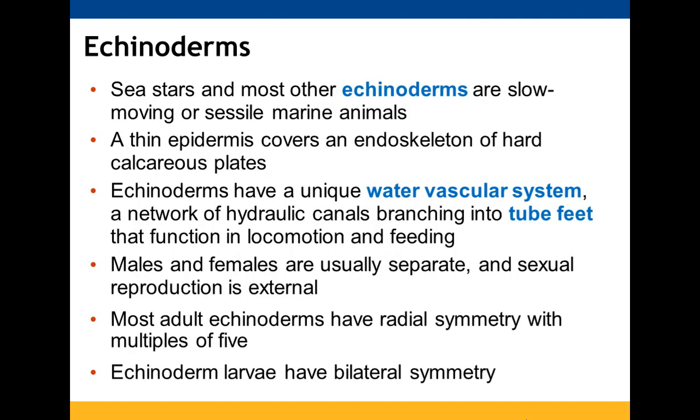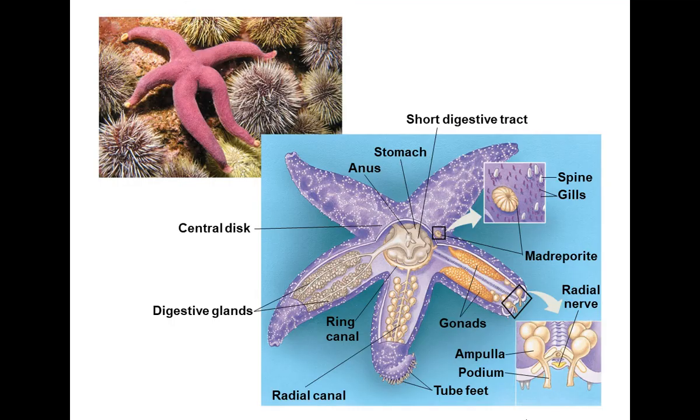Sea stars and other echinoderms are slow-moving or sessile marine animals. They have a thin epidermis that covers their hard calcareous plates. They have a water vascular system, which is hydraulic canals that branch into tube feet that help them to move and eat. Males and females are separate. The reproduction is external. Most adult echinoderms have radial symmetry and form multiples of five, and their larvae have bilateral symmetry. So that's kind of neat.